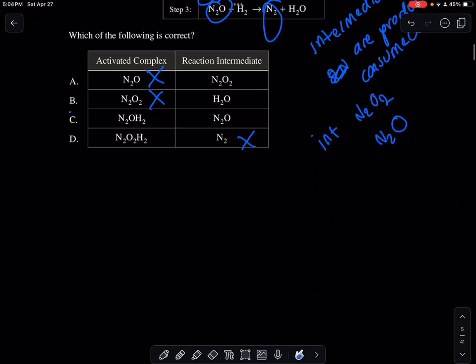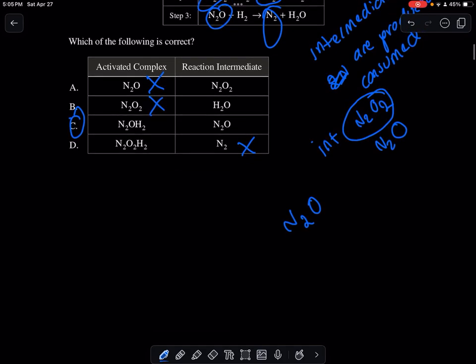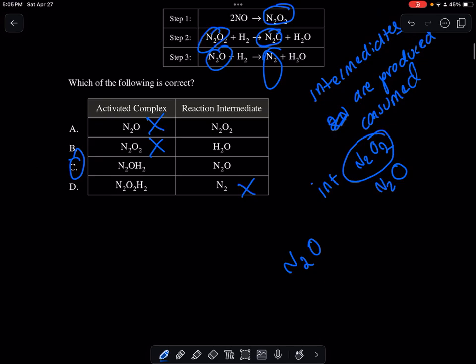So as you can see in this question, we have our intermediate of N2O. It could have been this as well. And our activated complex, which is N2OH2.